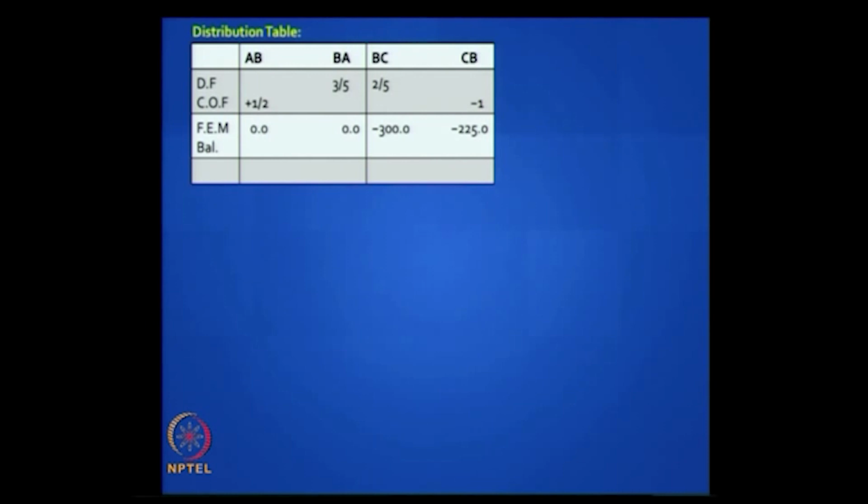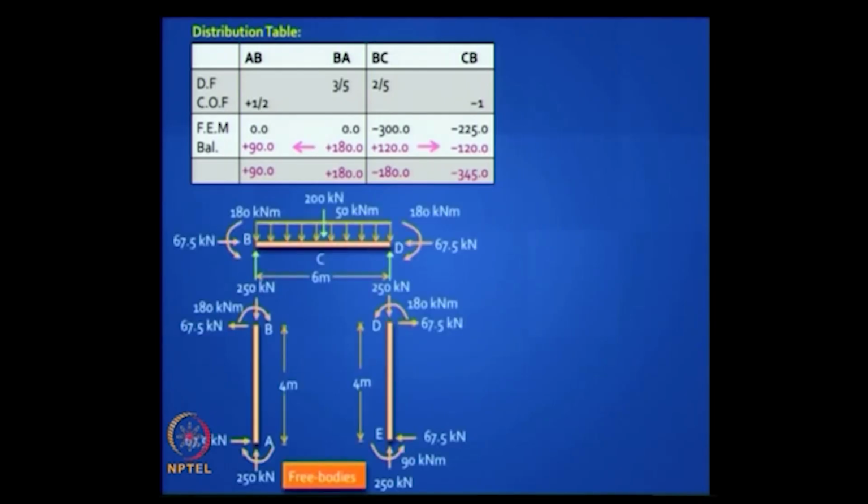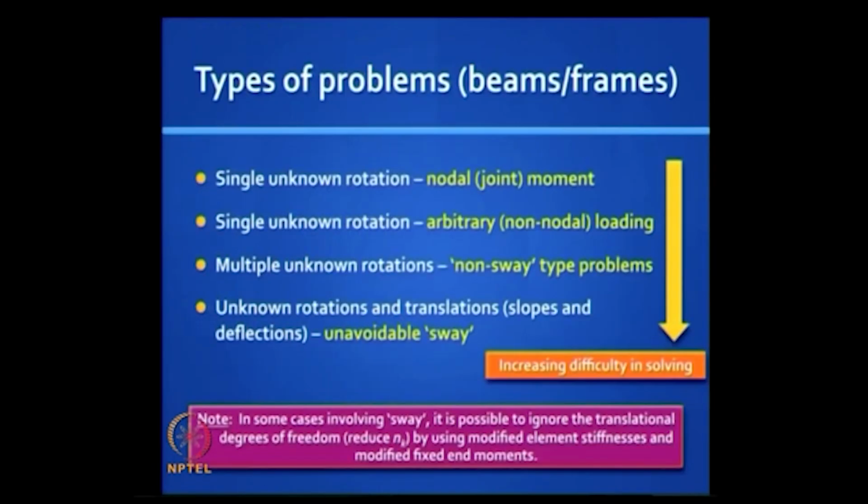Next, draw the distribution table. Now the fixed end moments are only in BC and CB: minus 300 and minus 225. Distribute 300, what will you get? 180 and 120. Do the carryover, add it all up. How simple, how elegant. This is called one cycle distribution and you get the answers.